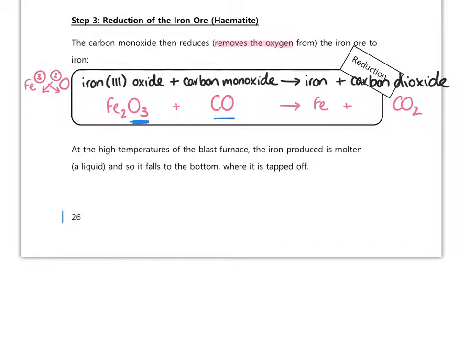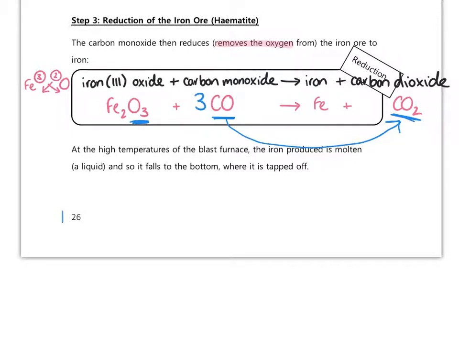When carbon monoxide steals that oxygen, how many oxygen atoms does it take on? It goes from CO to CO2. So you can see that it only gains 1 oxygen. Each molecule of carbon monoxide only gains 1 oxygen atom. We need to lose 3 oxygens from our iron oxide. So how many molecules of carbon monoxide will we need? We're going to need 3 of them.